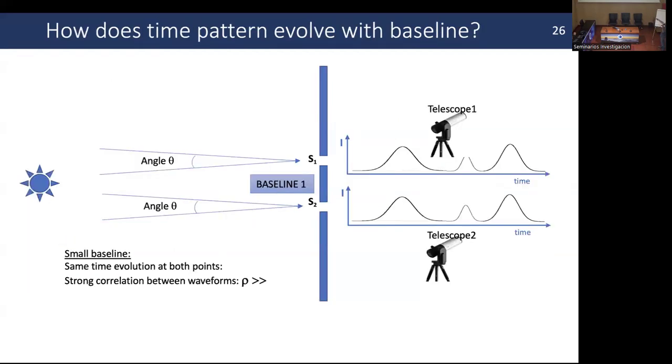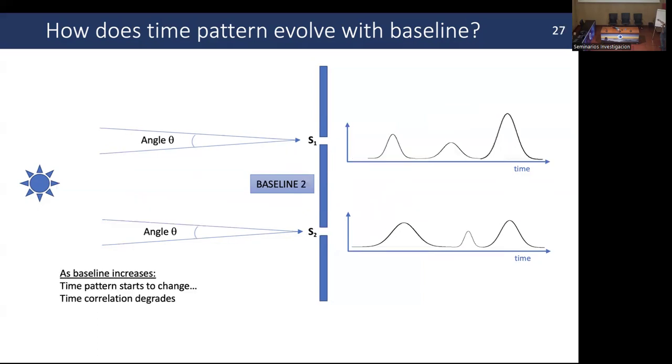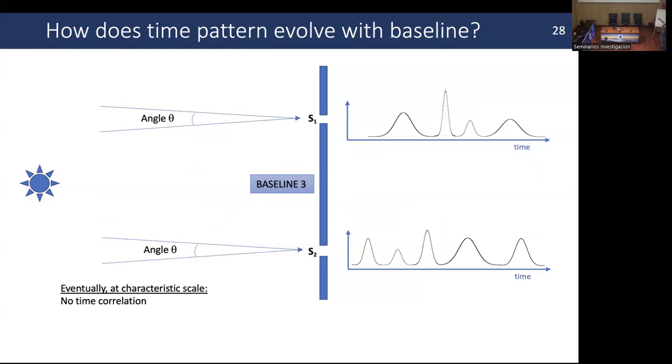So when you have a short baseline, as I said, these oscillations are common in time at the 2 telescopes. So you see a strong correlation. As you go farther and farther away, you start to lose the correlation. And here, essentially, the pattern is changing completely independently at the 2 positions. Okay, no time correlation.